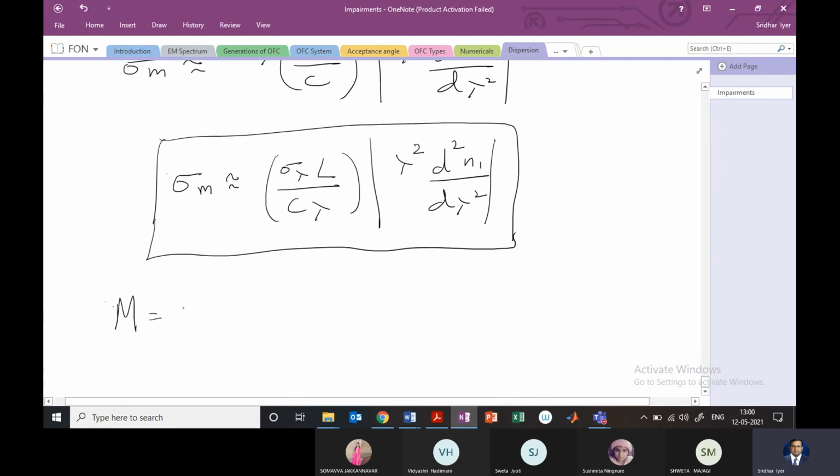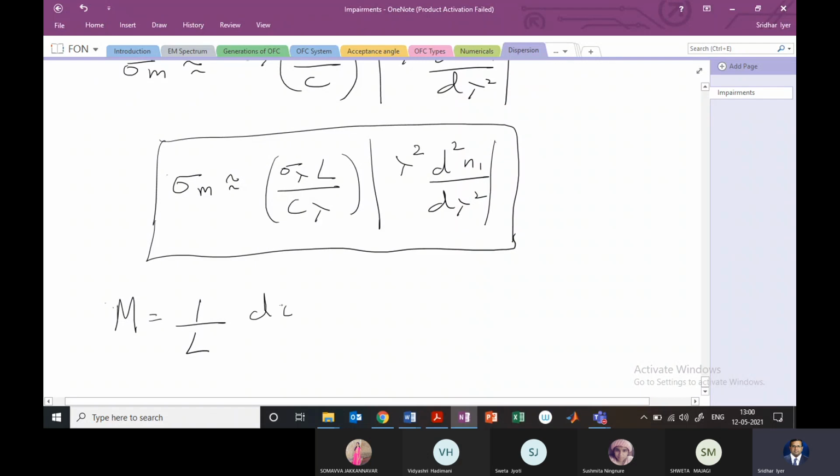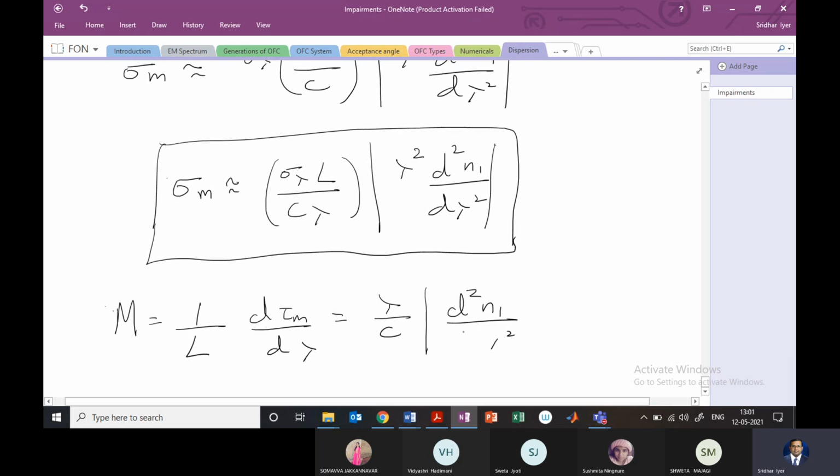Material dispersion will be 1 by L, because I'm doing per unit length. So 1 by L d tau m by d lambda, and that will be equal to lambda by C inside the bracket d square n1 by d lambda square. I'm just making some changes here and there. So this will be the equation for material dispersion.